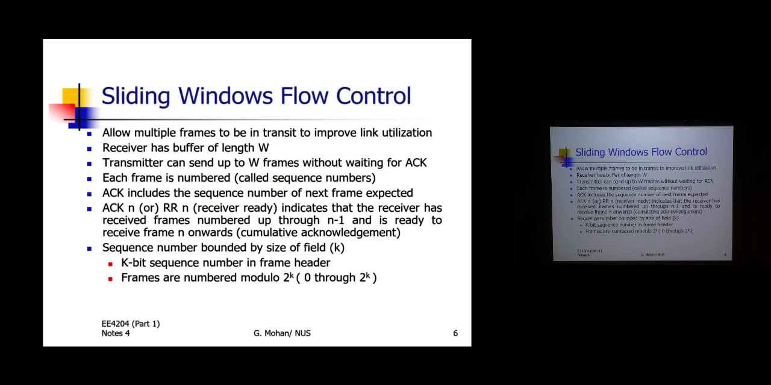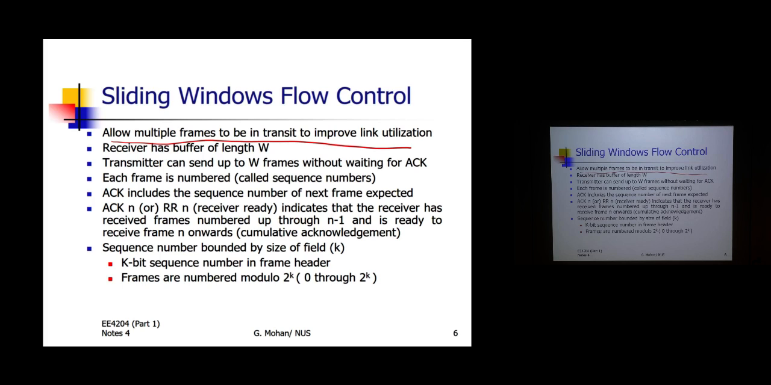You may not know. Only at the end it will know that it's not acknowledging. So now we devise a strategy which is in between. That is called sliding window. Slowly you will understand why it is called window or sliding window. So the key idea is this: allow multiple frames to be in transit to improve link utilization.